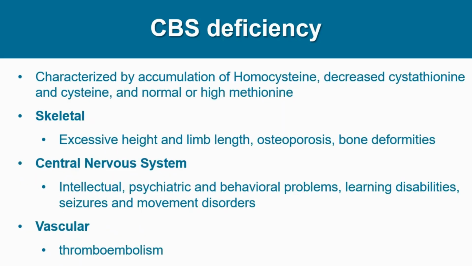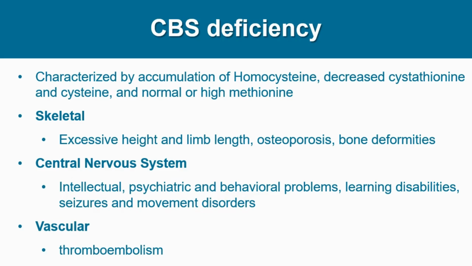Now here's something interesting. If someone has a significant CBS deficiency, they can actually have a certain characteristic look to them. Many have excessive height and limb length and are prone to osteoporosis after childhood. Many have bone deformities. There can be problems with the central nervous system. Many are intellectual, but they may have psychiatric and behavioral problems, especially if they're B6 unresponsive. Without treatment, 90% of unresponsive patients will have learning disabilities. There might be some seizures going on.